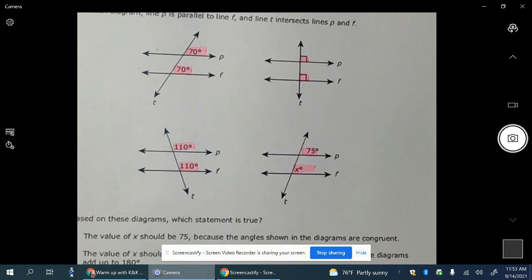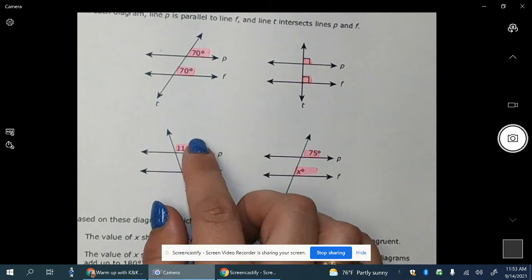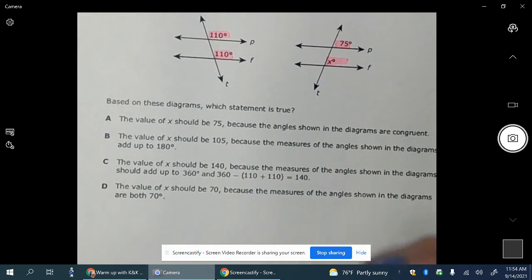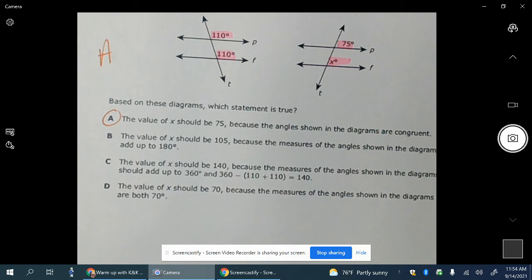So on STAAR and on the DCA, this is what they give you, examples. They show you. These are congruent. These are congruent. These are congruent. So what do you think these are? Congruent. So should your answer be 75? Yes. Okay, that just comes from you knowing the rule.